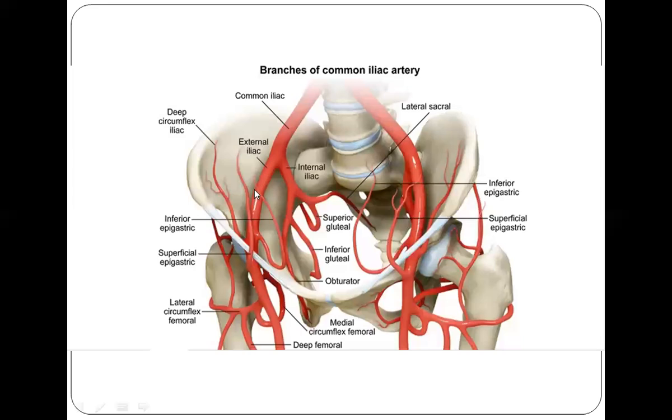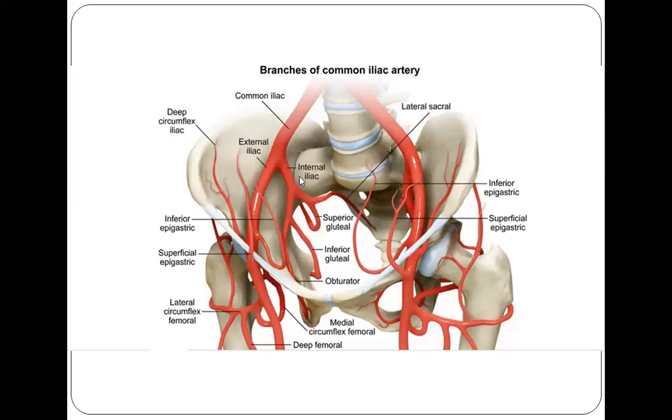So you can type this answer in the chat. External iliac artery continues as which artery in the thigh? External iliac artery, you can see it goes posterior to the inguinal ligament, and continues as the femoral artery in the femoral triangle. Good. External iliac artery continues as femoral artery.